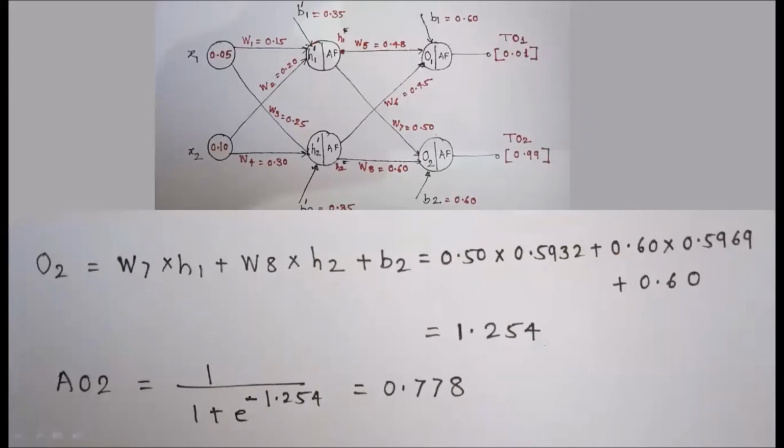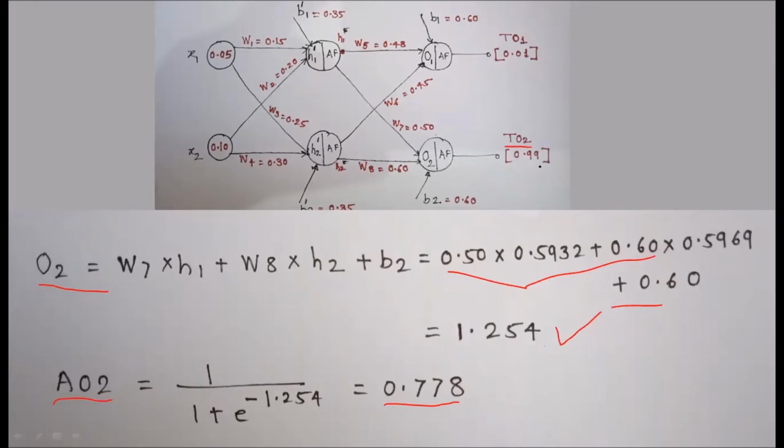Similarly, we'll find AO2, that is the actual output for output node 2. In the same diagram, we'll find O2. So O2 is W7 into H1 plus W8 into H2 plus this bias B2, 0.60, the same bias I have used here. Solve this with these values and you will get 1.254. Again this O2 should be passed through the activation function. So AO2 is 1 divided by 1 plus e to the power minus 1.254. So here you get the value of AO2. This is the actual output we are getting with these values, and the target output is 0.99. So in this case the actual output with these random weights is less than the target output.